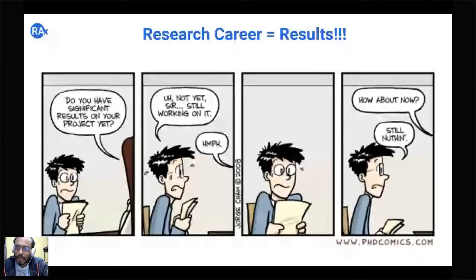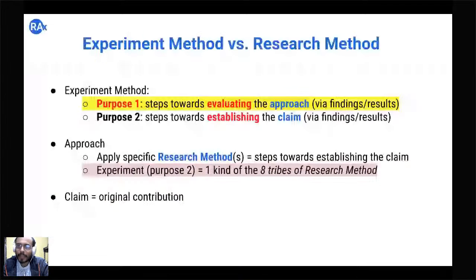So now, before I start dwelling on research design, or experiment design rather, I want to make something very clear. There is quite a good amount of confusion that I've seen while working with students from multiple different disciplines, a confusion between the experiment method versus the research method. So what is a research method versus what is an experiment method, right?